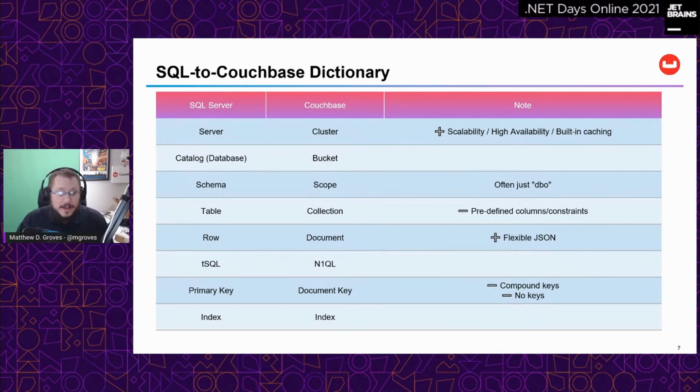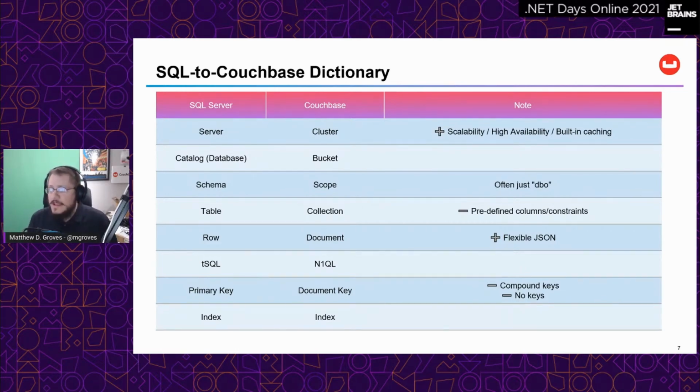And the other thing that Couchbase has specifically is built-in caching. You normally have to pair SQL Server with a tool like Memcache or something. With Couchbase, it's built right in. So just from that, we're gaining all those things. And that's one of the main reasons that people go to NoSQL in the first place.